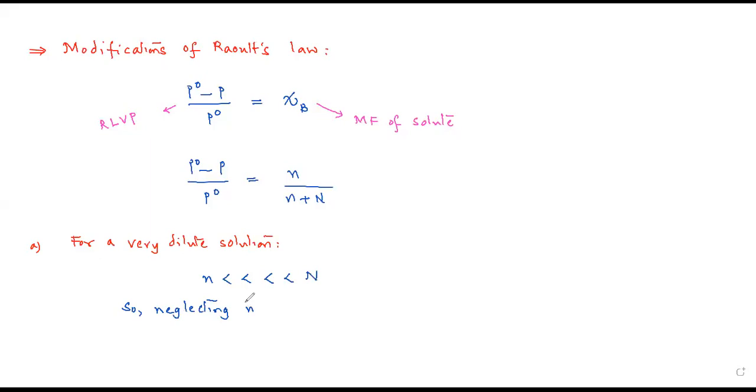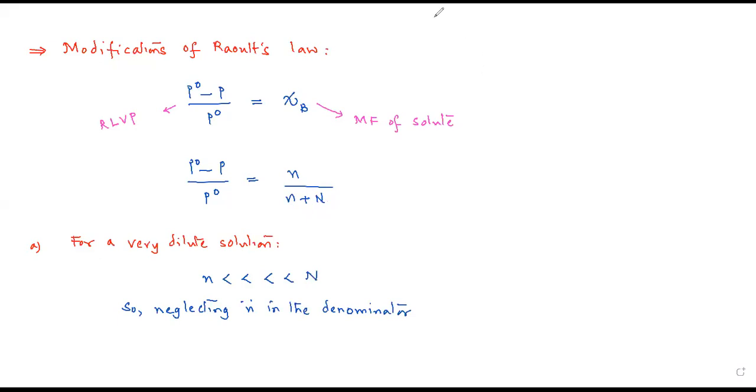So small n in the denominator can be neglected, isn't it? Because it is much, much less when compared to capital N. So you can just neglect this, taking this into consideration, because small n is much, much less when compared to capital N. You have to keep it the same way. You cannot neglect it otherwise, right? So that's it.